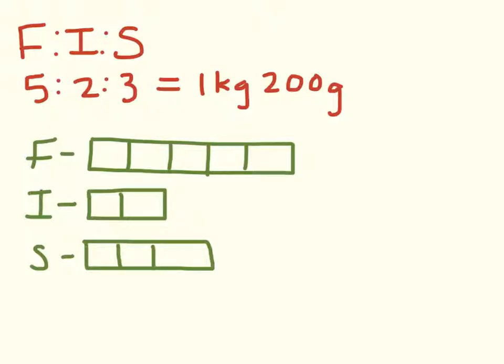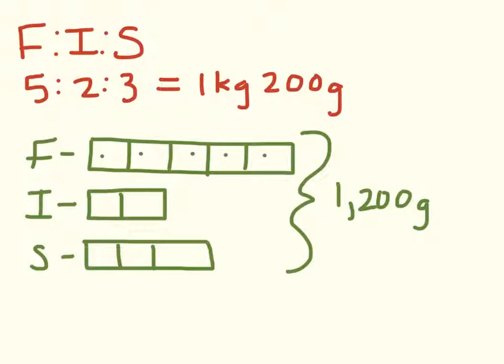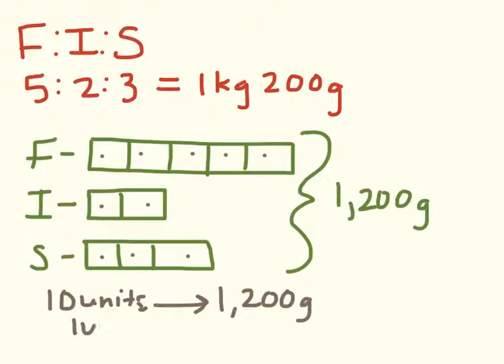We know that the total mass is 1 kilogram, 200 grams, which we could also write as 1,200 grams, correct? Because a kilogram is 1,000 grams, just to simplify this a little bit. So the total number of units is what? 1, 2, 3, 4, 5, 6, 7, 8, 9, 10. So 10 units equals a mass of 1,200 grams. Each individual unit has a value of 120 grams.